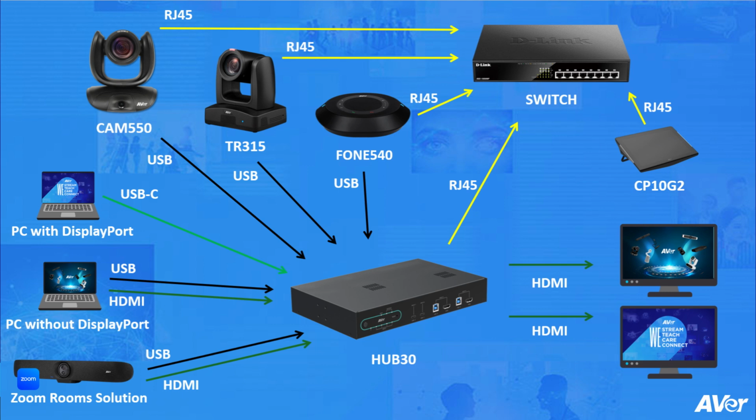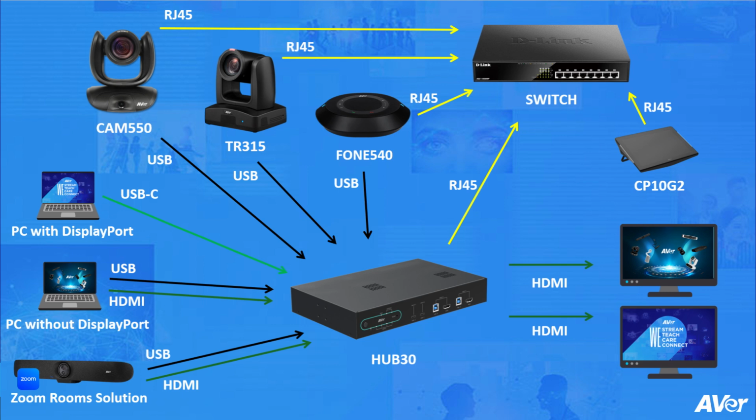Additional to this, we have in the room one CAM 550 that we are going to use as a front camera, connected via USB to the HUB30, and also connected via IP to the same network as the HUB30 and the CP10, and in this case my computer, but we can do the full setup using the CP10. They are connected in the same network.